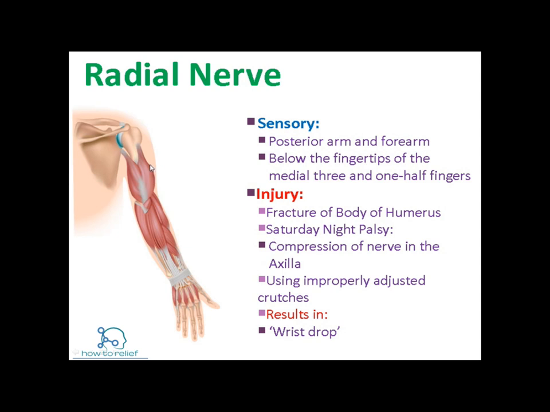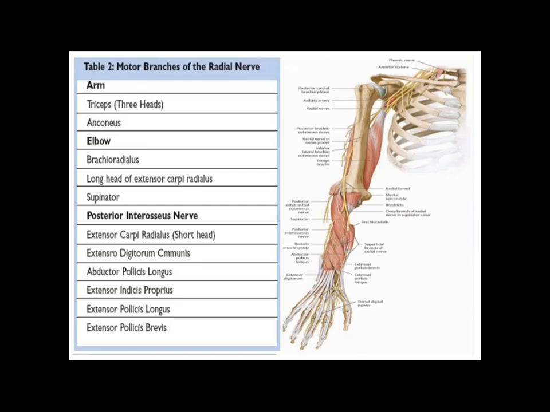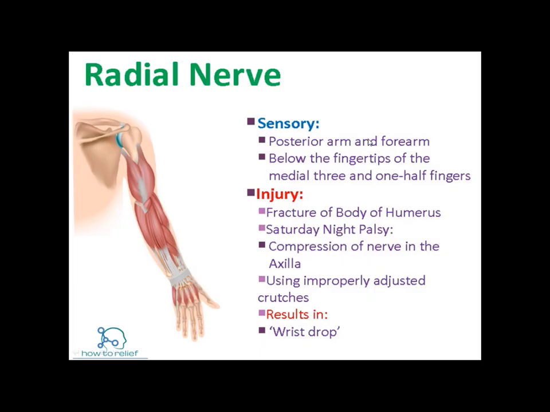Whenever you have a lesion involving the radial nerve, the sensation in those areas will be impaired. Radial nerve injury can happen through multiple types of injury. For example, there can be a fracture of the body of the humerus. As you can see from this picture, if you have a fracture of the humerus, there will be damage to the radial nerve.